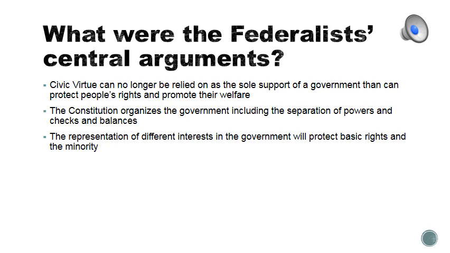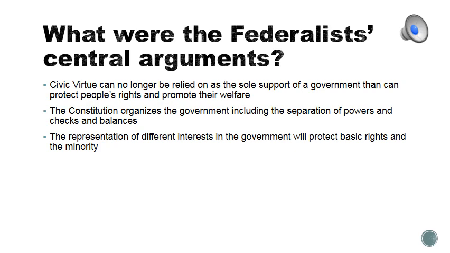So what are going to be the overall central arguments of the Federalists? Civic virtue can no longer be relied on as the sole support of a government that can protect people's rights and their welfare. Welfare basically means their safety and happiness. Okay, that's what welfare means. They're able to promote their lives, try to better their situation. It's what Thomas Jefferson would call the pursuit of happiness.